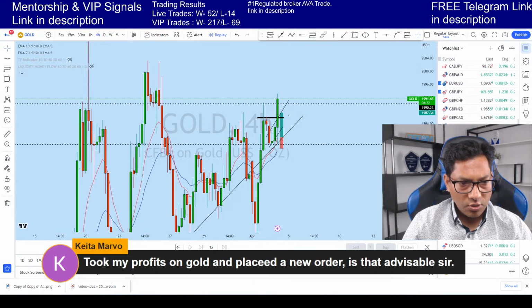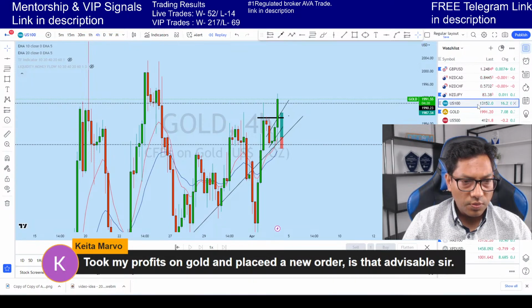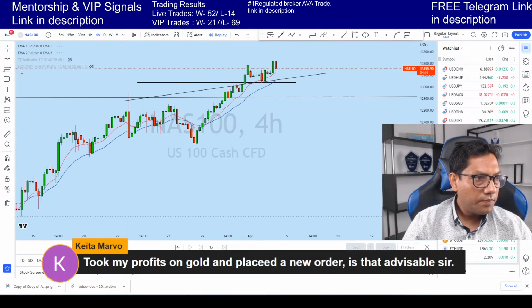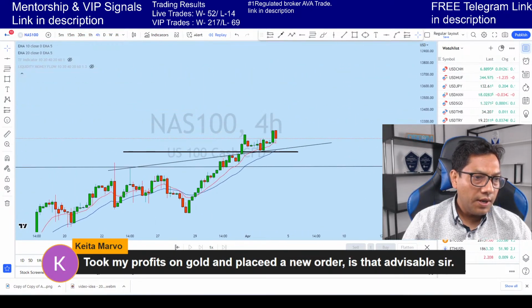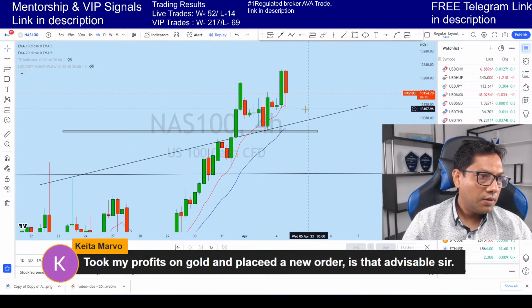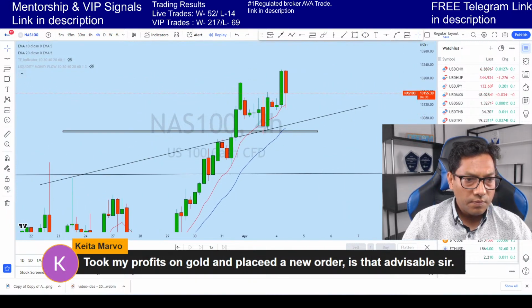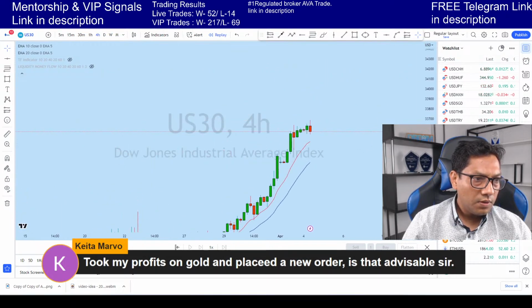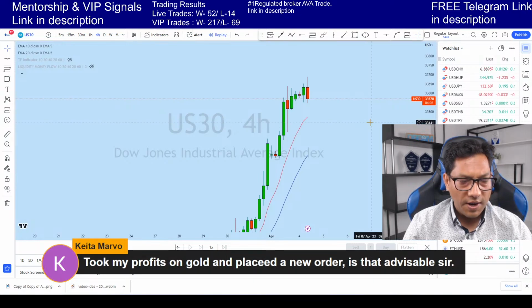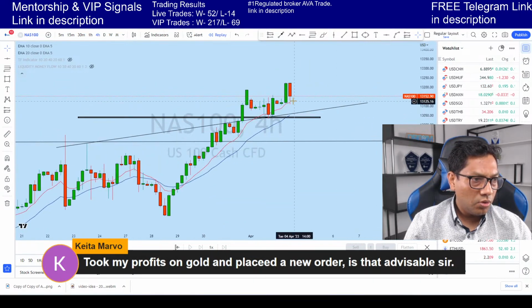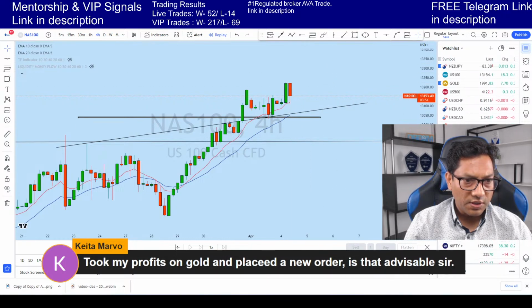Okay, so you see gold. Let me look at other instruments. NASDAQ also, you see the candle is closing. US30, all of them are in a pullback now. So NASDAQ, we see that there is a candle close. I think the price might come down a little further and then we can expect a bullish move.